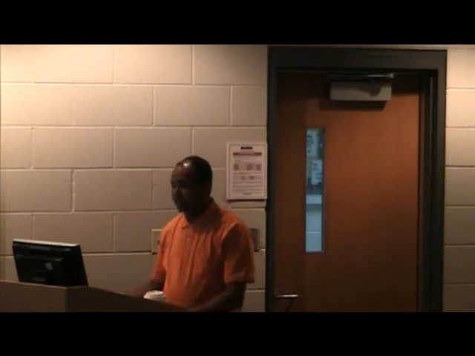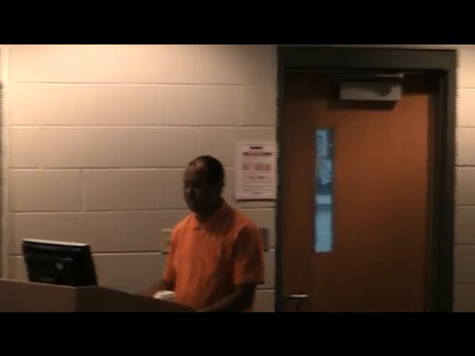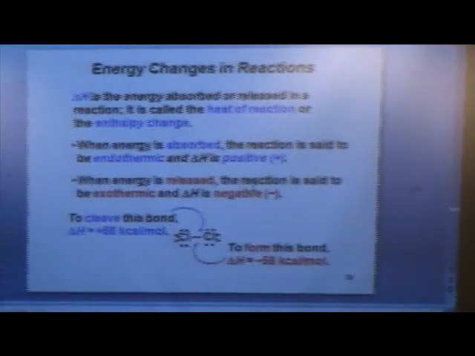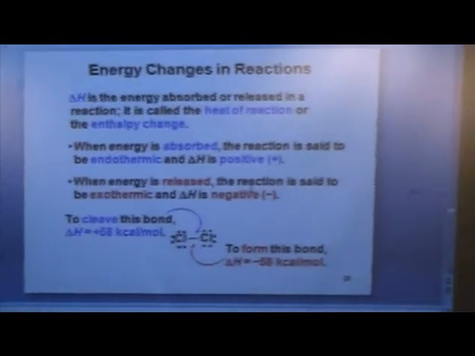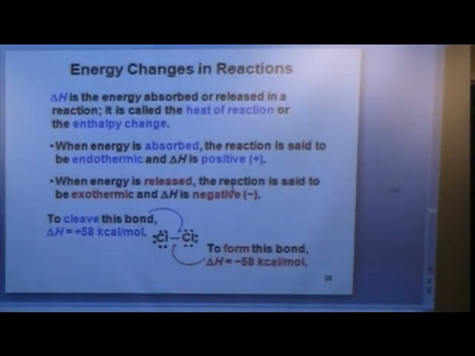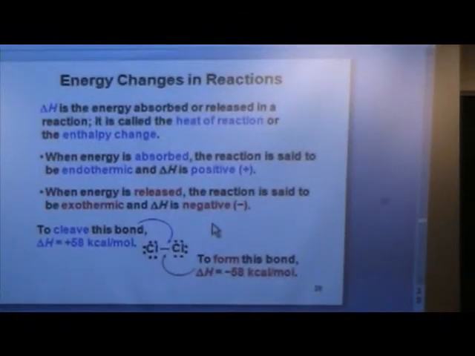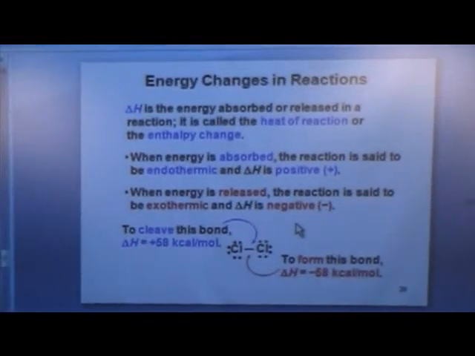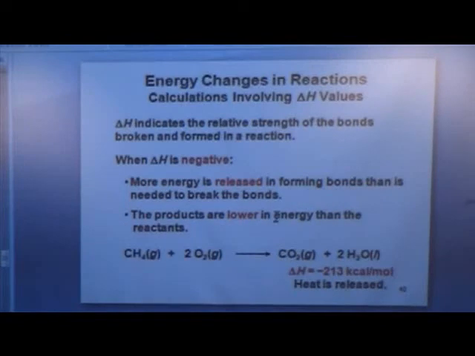When energy is released, the reaction is said to be exothermic and delta H is negative. A negative value is an indication that energy is given out. It doesn't mean that it is less. There is no such thing as minus energy, but it tells you that the system loses energy. The system gives out energy, so if something is given out, you say it is negative.